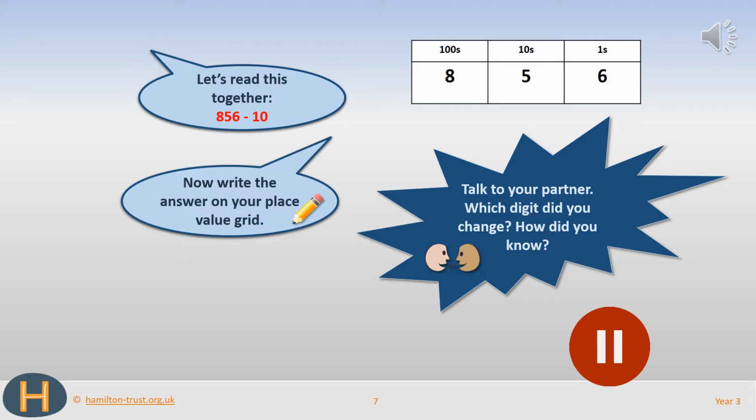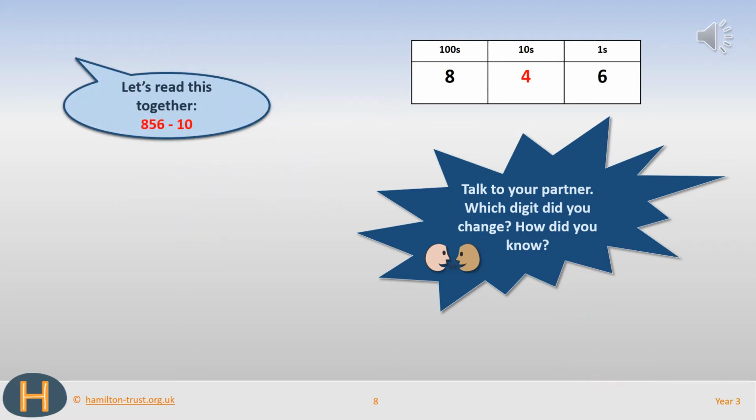Pause the video at any point to have a go at this question, or carry on and I'll reveal the answer in a few seconds. Let's look. 856 take away 10. The answer is 846. So the digit that you will have had to have changed was the tens column. Before, there was 50 in the tens column, and when we subtract 10 from 50, we get 40, which is why you can see 4 in the tens column for 4 tens.